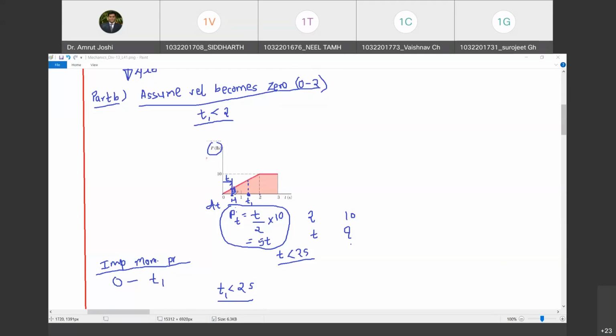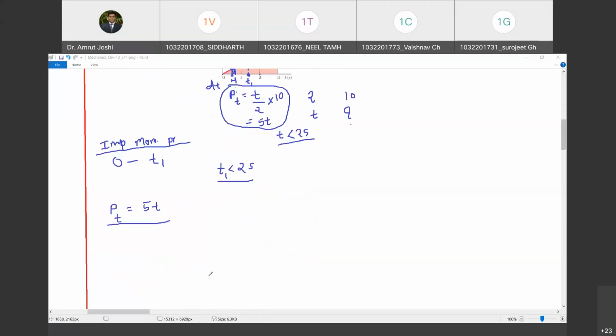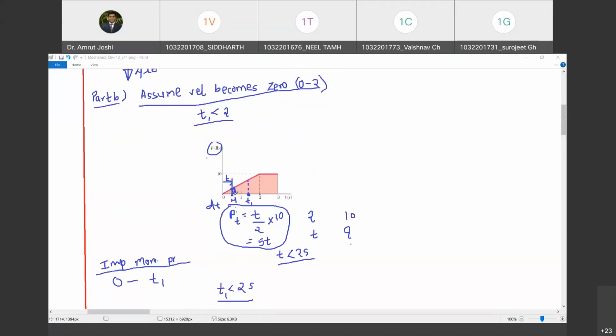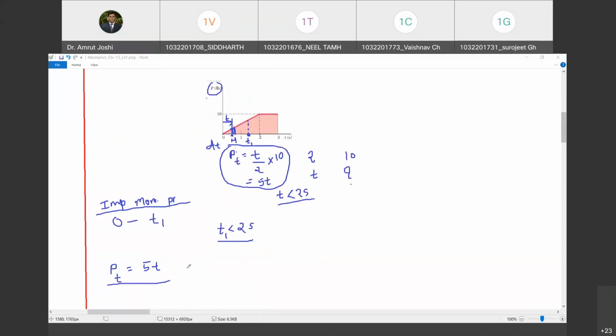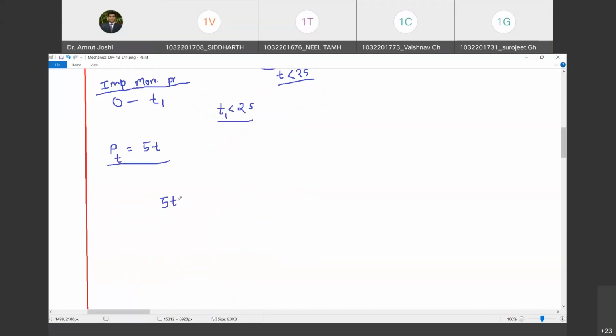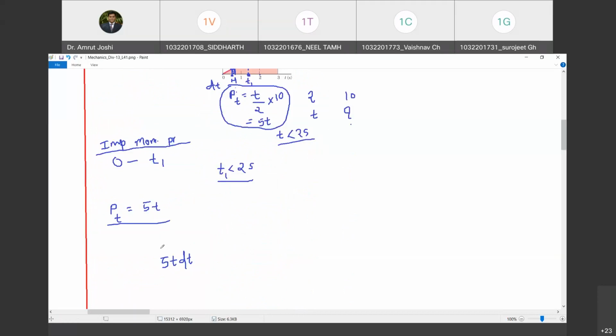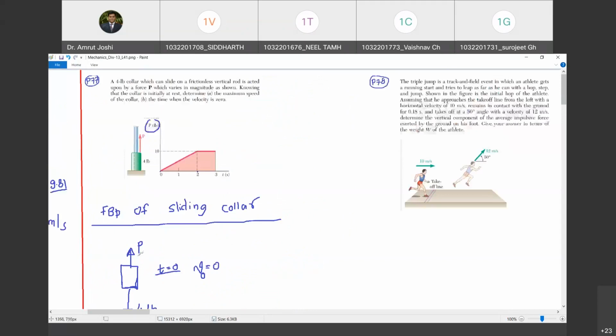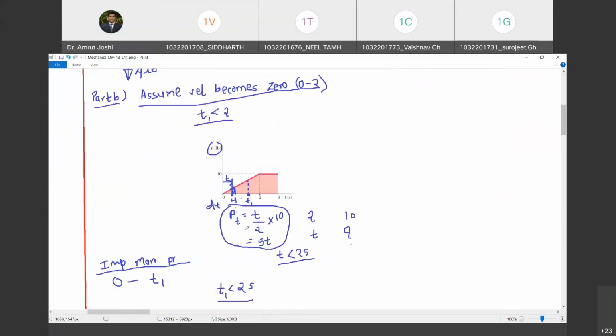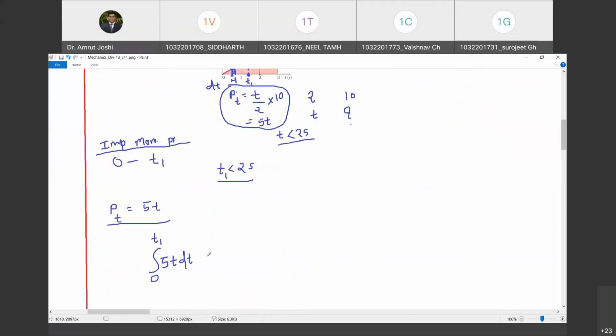So for this small time instant dt, the force acting there was P(t), and that is 5 times t. So the impulse produced by the force P(t) over this small time interval dt can be written as 5t dt. And I want to find out the impulse produced by this force P(t) from time 0 to t1. So I will have to integrate it from 0 to t1. So this is the impulse produced by force P during time 0 to t1. And it is acting in upward direction. So I will assign plus j cap with this.